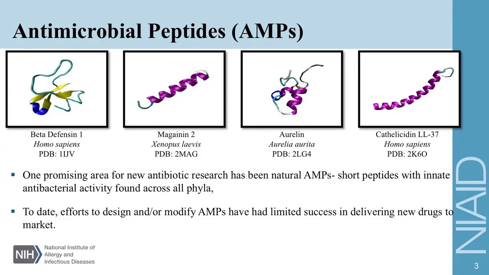So what are antimicrobial peptides? These are naturally occurring short peptides, typically somewhere around 30 to 50 amino acids in length. They're found in all phyla of life. So here's beta defensin 1, that's in human. This is magainin, which is in frog. Aurelin, this is in jellyfish, and another human one called cathelicidin, LL37.